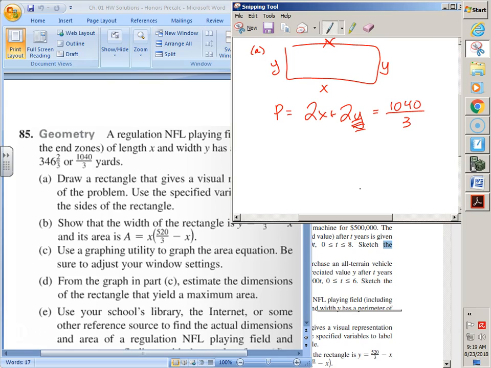All they did was get y by itself. Perimeter has a formula for a rectangle. They told me what it's equal to. Sweet, just get y by itself. How do you do that? Well, subtract 2x, you guys agree? Now what? Divide by 2.